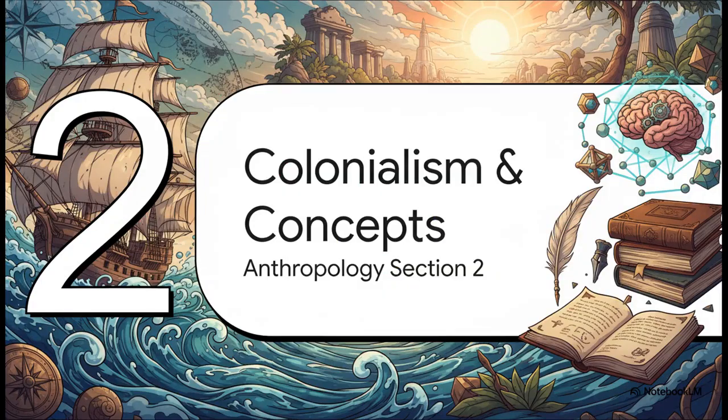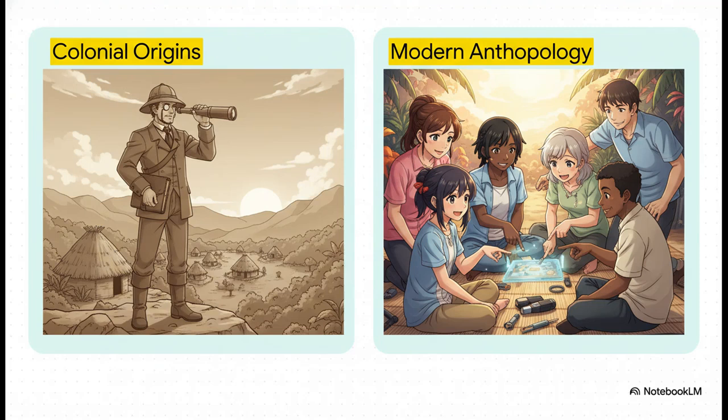Moving right along to Section 2, Colonialism and Core Concepts. Look, to understand anthropology, we have to talk honestly about its origins, which are deeply tied to the 19th century colonial period. Back then, European powers literally used anthropology to study colonized societies so they could figure out how to govern, tax, and control them. Early anthropologists ranked societies using evolutionary frameworks, which, unfortunately, justified imperial rule by othering local populations.